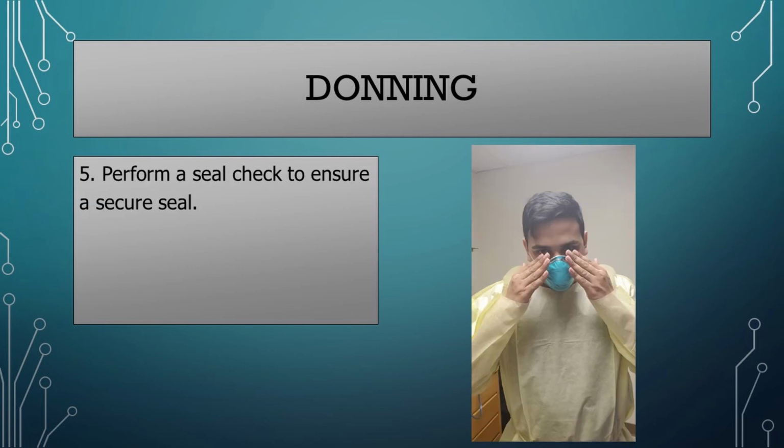Once our mask is donned, we must perform a seal check. This is performed by inhaling and exhaling while using our fingers to feel for air leaks around the edge of the mask. If air is escaping around the nose, remold the nose piece and adjust your respirator. Then repeat the seal check till there are no air leaks found.